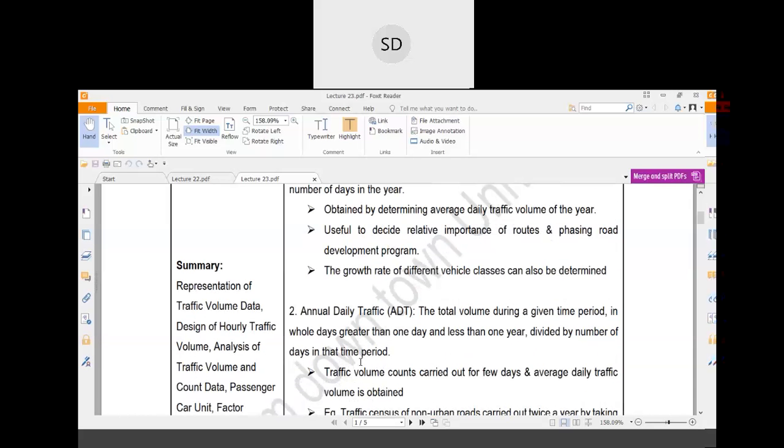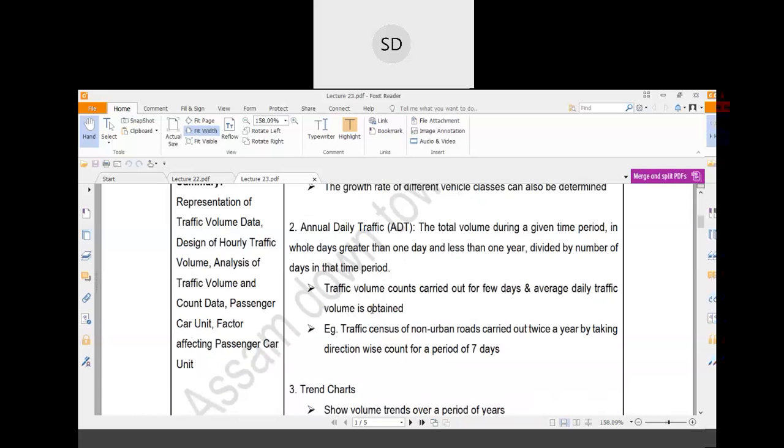Then another parameter is annual daily traffic. In annual daily traffic, you will collect the data for 24 hours and the total time period would be less than 365 days. After that, whatever total traffic volume you get, you will divide this by the number of days, which is less than a year. That is called annual daily traffic.